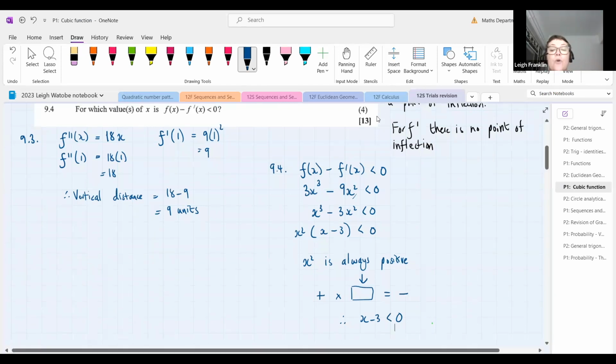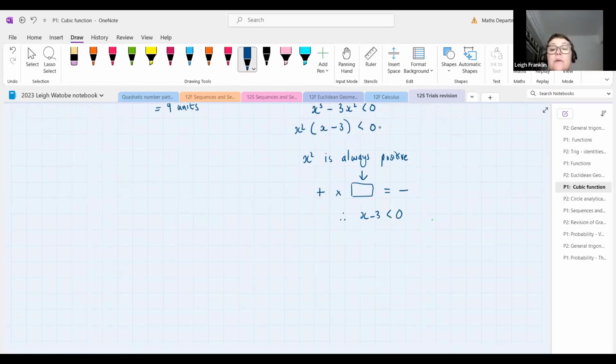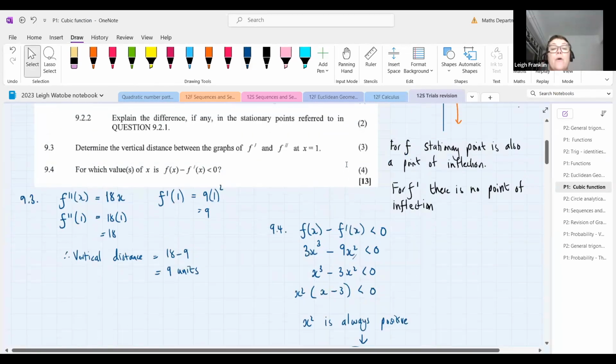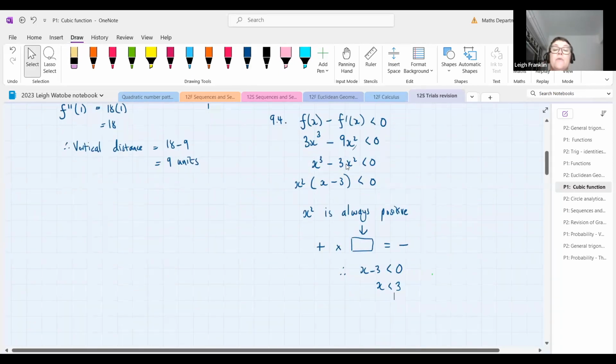All right, in other words, x, I'm going to take the 3 over to the other side, is got to be smaller than 3. Okay, so as long as x is smaller than 3, f prime of x will be smaller than 0. Any questions?